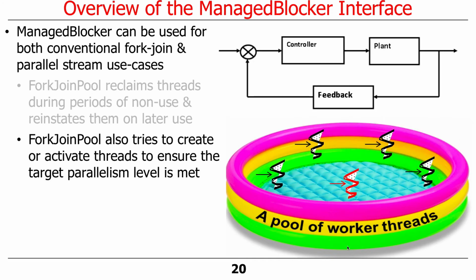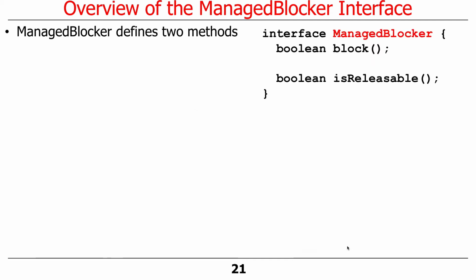Basically, what it also does, fork join pool will try to ensure the target parallelism level is met. So it behaves like a control system where it's keeping track of what it wants, seeing what it's obtaining, and then has a feedback loop to add and remove these things. The way this works under the hood is by an interface called ManagedBlocker.